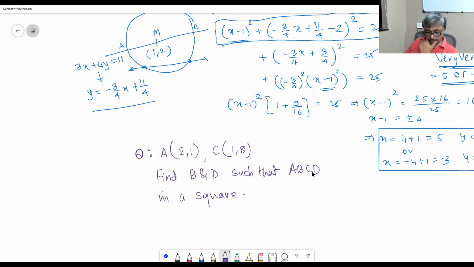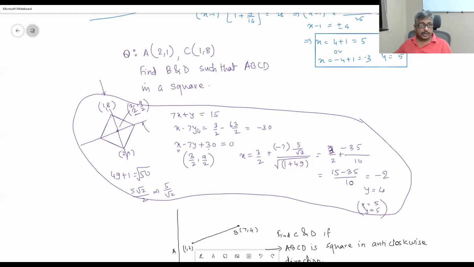Find B and D such that ABCD is a square. Okay, so to solve this problem, since the parametric equation of a line is given and we are finding points at distance D, the story is going to be similar. Now the opposite vertices of the square are given. We can convert this problem into the problem that we have already solved, and then solve it using the previously solved problem.